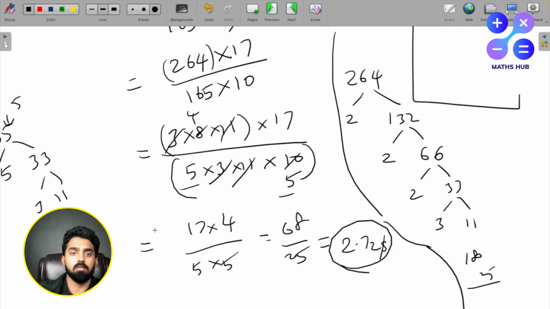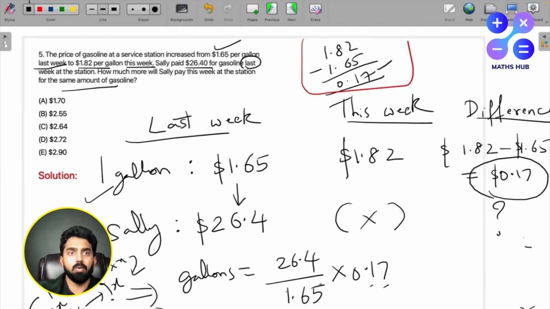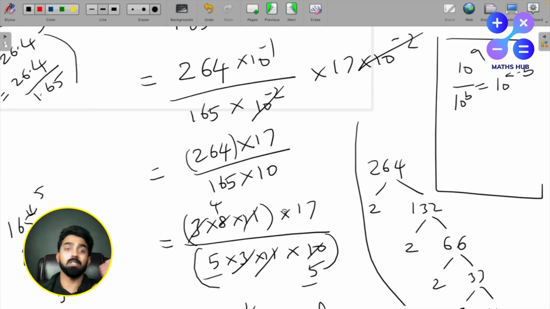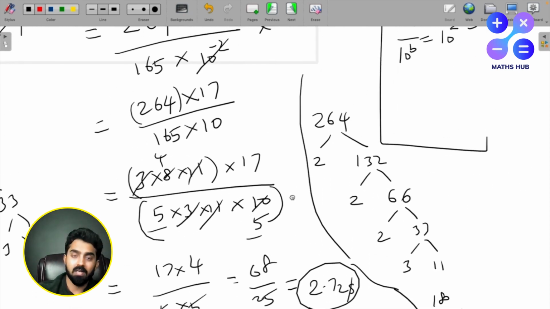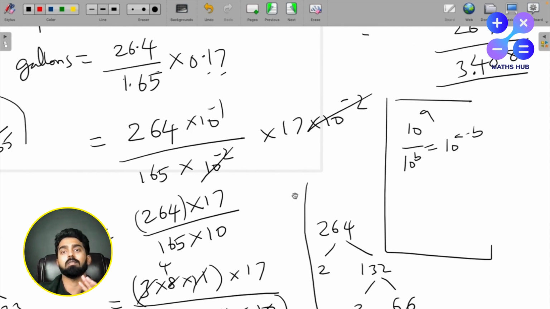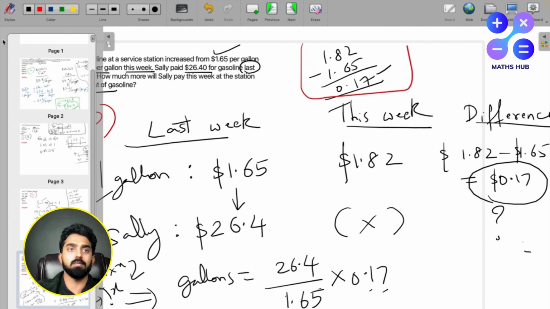Let's check if it's the answer. Right, $2.72 is the answer. That's option D. Great. So always remember, when you have big numbers, don't directly divide them or multiply them. It's going to be a nightmare. You might make mistakes. Convert them into factors, prime factorize them, cancel it out, and then solve it. Much easier. Great. Let's move to the next question.